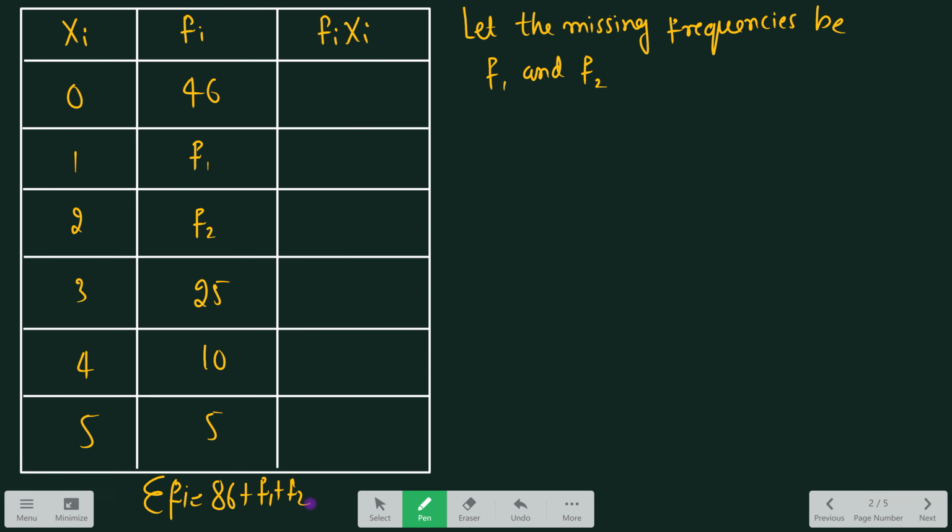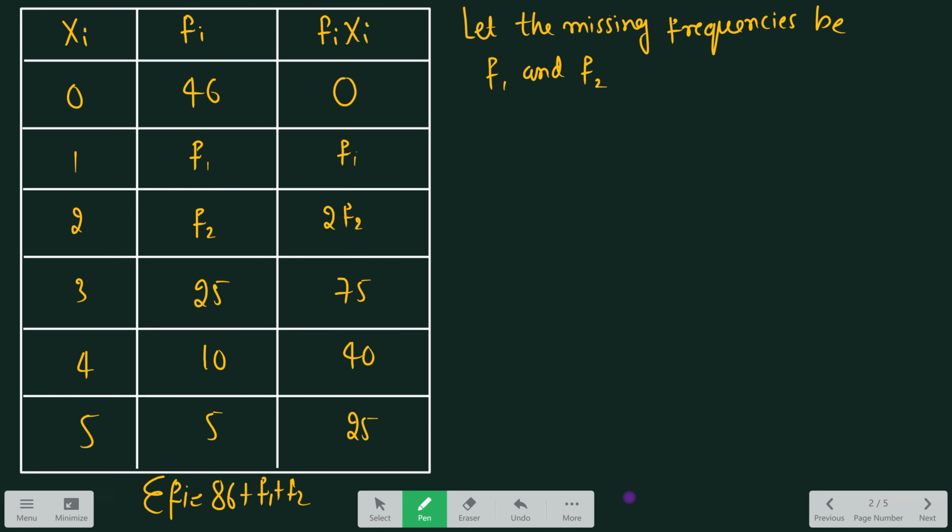Now we are going to find Fi Xi. 0 into 46 is 0. Then 1 into F1 is F1. 2 into F2 is 2 F2. Then 25 into 3 is 75. 4 into 10 is 40. Then 5 into 5 is 25.